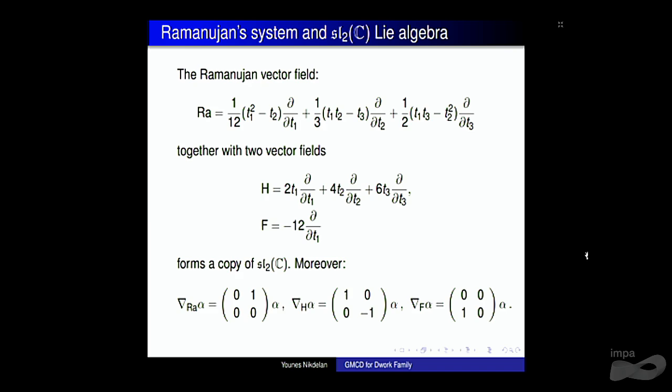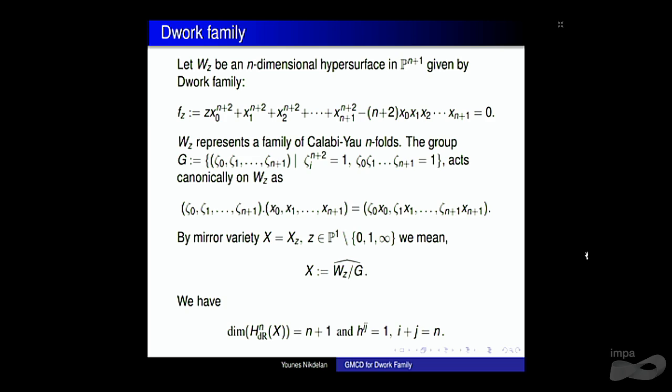So what is the Dwork family? If you consider this equation, a polynomial of degree n plus 2 in P^(n+1), its zeros will be Calabi-Yau manifolds. And then we let this finite group act in a canonical form on the elements of this variety. So we construct the quotient space under this group action, and we desingularize it, for any z in P1 minus 0, 1, and infinity. So we will have another Calabi-Yau manifold.